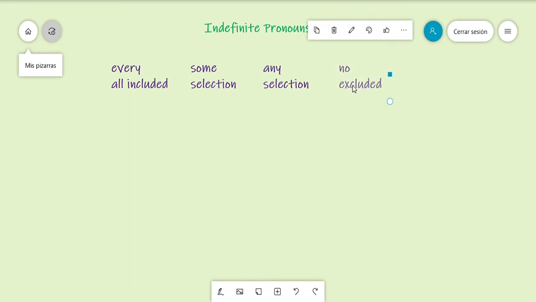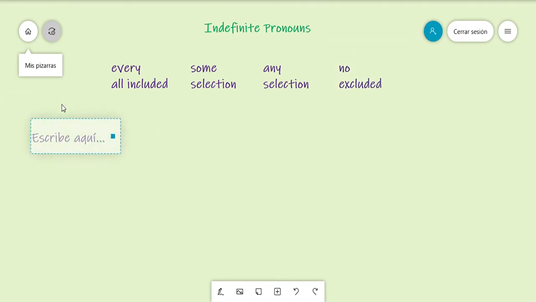Now, this is the first part of the words of indefinite pronouns. You have others that, for example, are one. In the case of one, you have to use it, for example, when you talk about a person in an individual way. This is so important because this is a person but individual.